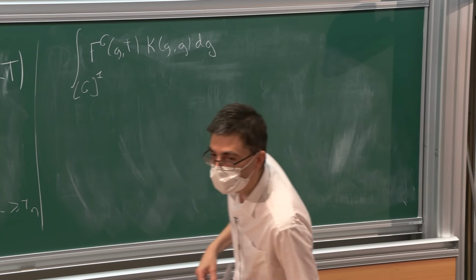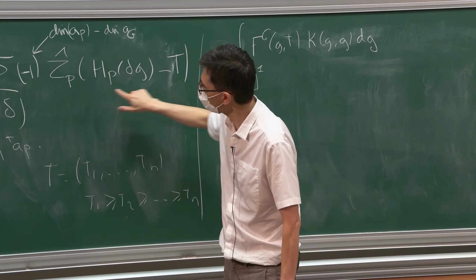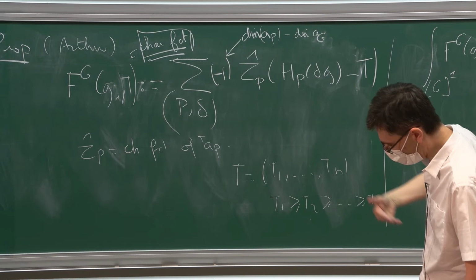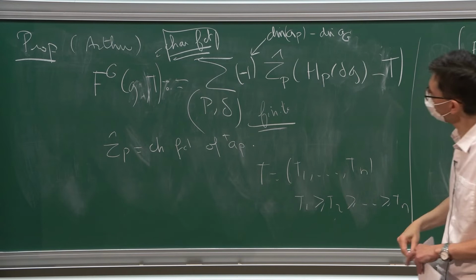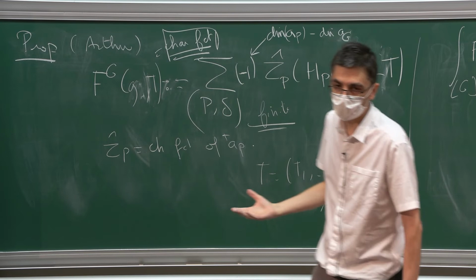Without the t, so this alternating sum, which is finite, as I said, because the vector bundles of bounded below degrees are finite. So this sum is finite, in fact. So this sum makes sense. Without the t, you get the characteristic function of semistable vector bundles.